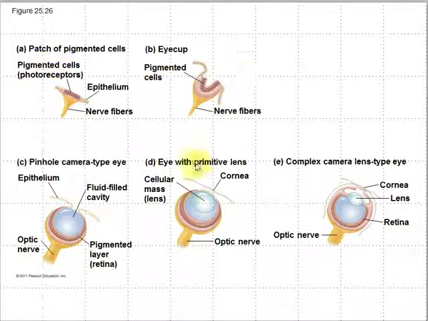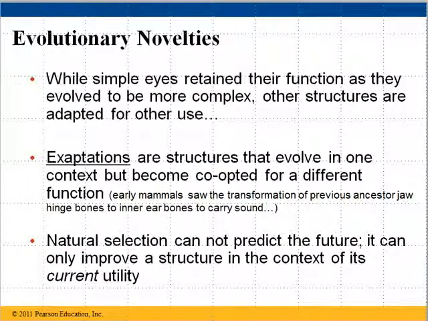helpful in some way. Another point to make about evolutionary novelties or new features is, while some features such as eyes have kind of retained their function as they have evolved from perhaps more simple to more complex, other structures don't even retain their initial function. They're adapted for other use. So there are some things that change over time and they begin to have a different purpose over time.